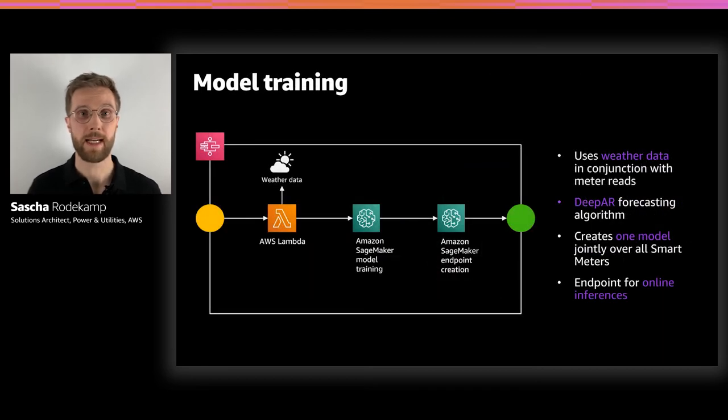And this state machine again starts with a lambda function. This lambda function prepares our meter reads, and we also load some weather information which we can relate to our meter reads. We then pass everything to SageMaker for the actual model training. And here we're using the DeepAR algorithm, because DeepAR has the advantage that we can create one model jointly over all our meters instead of training one model for each meter. After the model has been trained, we can start our SageMaker endpoint to enable online inferences.